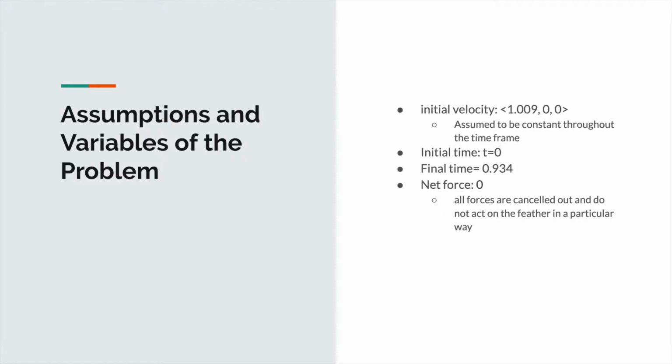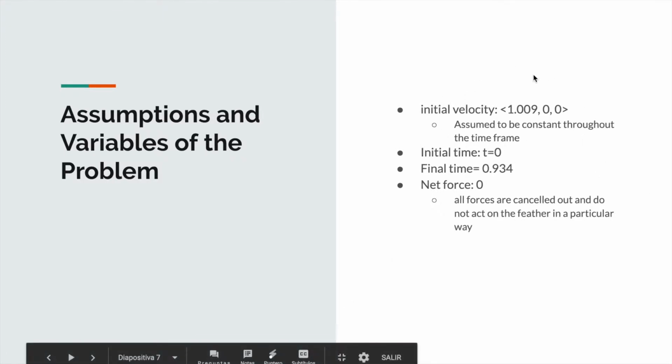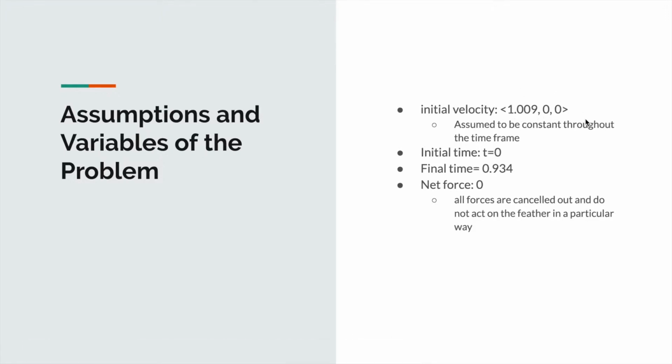We rely on several assumptions in order to do this experiment. The first one being that the initial velocity, 1.009 in the positive x direction, remains the velocity throughout the entirety of the observation. The next thing that we assume is that the initial time is at time 0. In other words, we're observing it at 0 seconds. Finally, we have the final time being at 0.934 seconds, the time which the video ends. And lastly, we assume that the net force is 0 throughout the entirety of the observation. In other words, the velocity remains constant throughout the entirety of the observation.